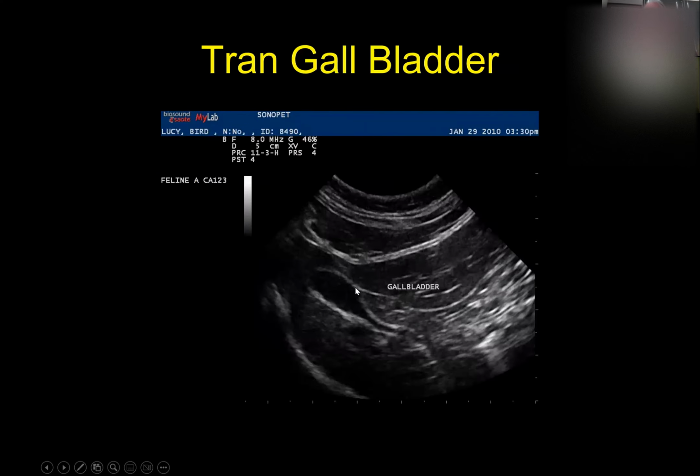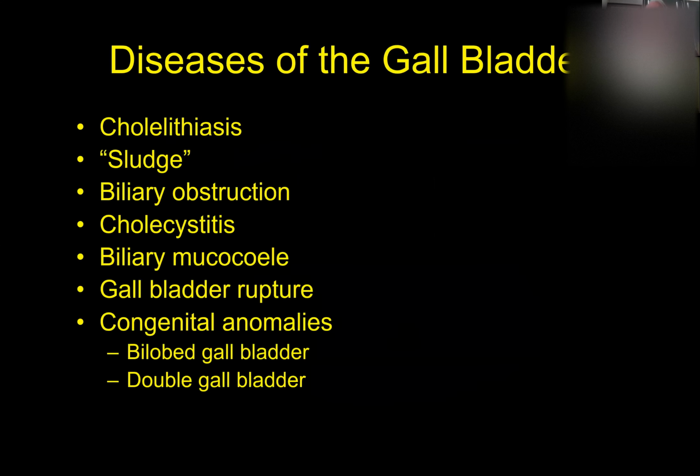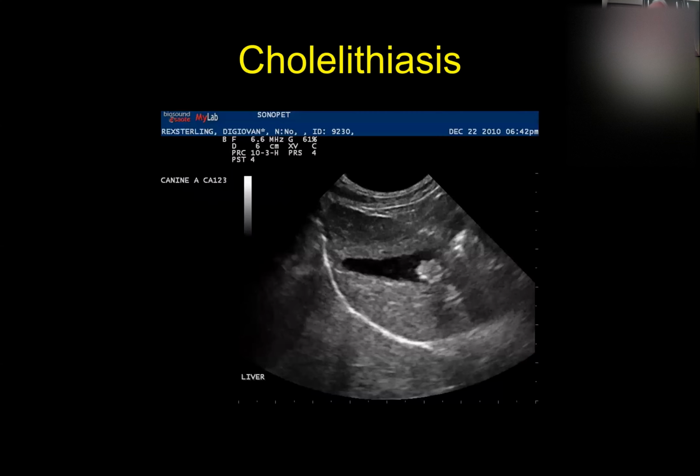Okay. Here's another gallbladder, but this time it's very minimally distended. So the animal probably just ate. The gallbladder has very little in it. That's the neck of the gallbladder. Okay. What are some disease conditions that happen with the gallbladder?